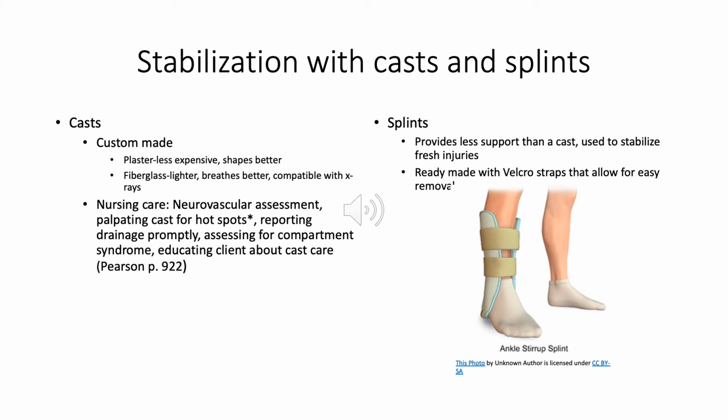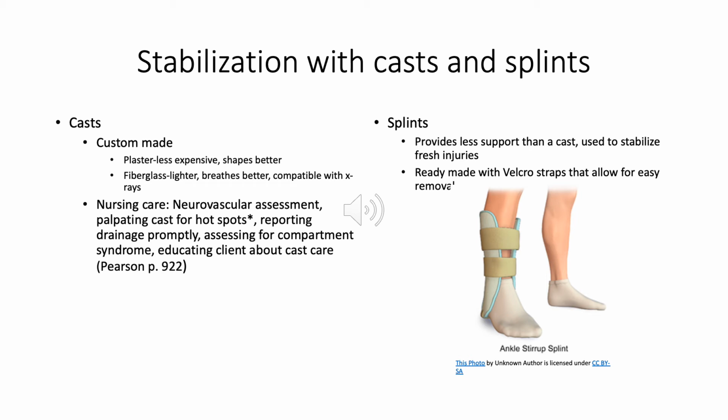The nursing care of a patient with a cast includes a good neurovascular assessment. You want to palpate the cast for hot spots, and hot spots indicate infection, so you want to report that. Assess for compartment syndrome, so you ask the patient about pain. Educate the client about cast care, and if you look to Pearson on page 922, you will see a section on care of a cast. Also in your clinical skills book, there is something on cast care also.